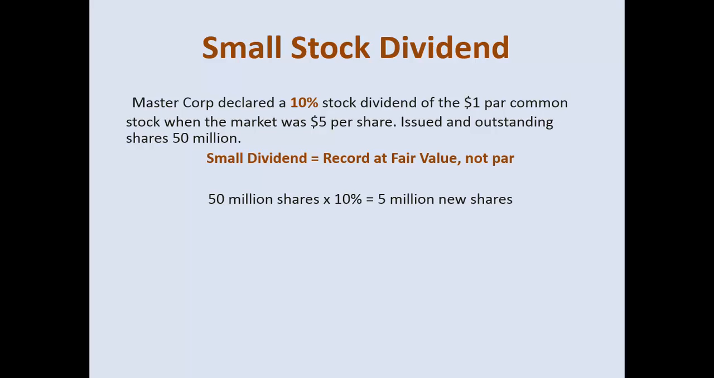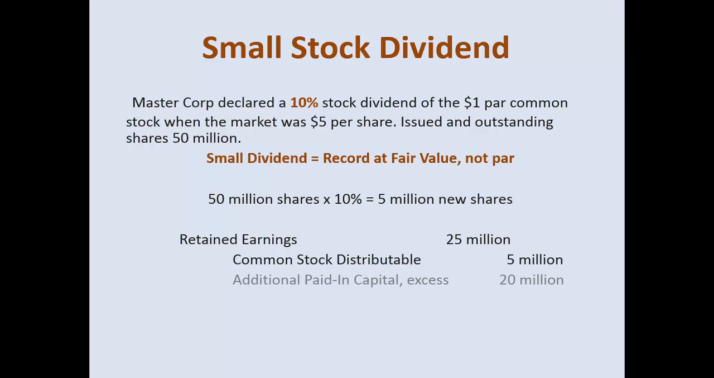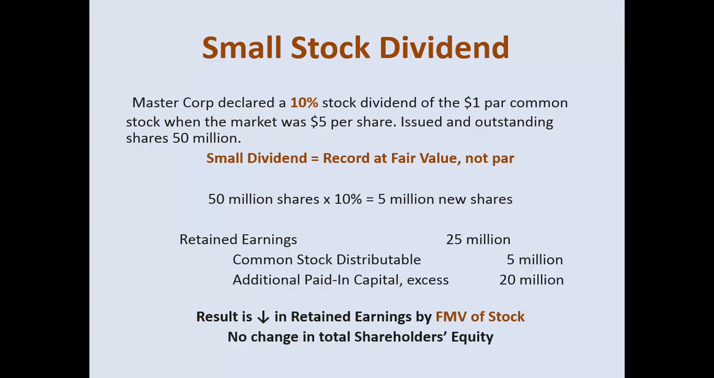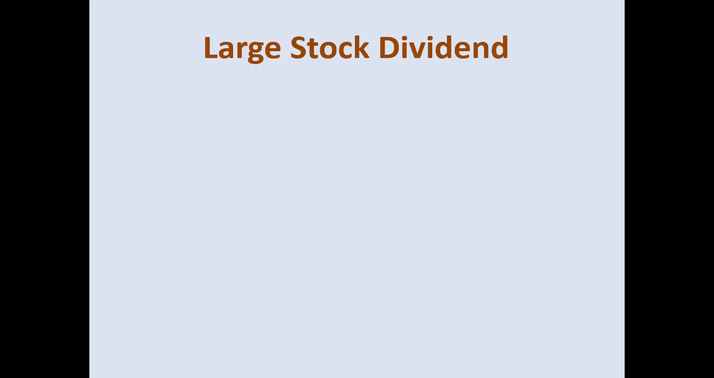So how many? If you have 50 million outstanding, you declare a 10% stock dividend. That means 5 million new shares distributed to the shareholders. Retained earnings decreases, and common stock distributable, not payable, it's a different equity account, and the additional paid-in capital then goes into, then the remaining above par goes into this amount. It results in a decrease in retained earnings by the fair market value of the stock, but there is no change in total shareholders' equity. This is how it differs from other types of dividends.